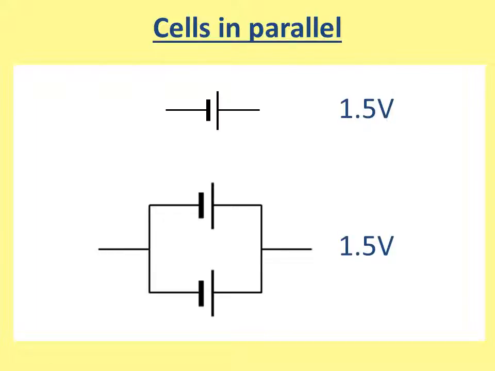We looked in the other video at how cells act in series. So now we're going to look at how cells act in parallel. If we start with a simple cell with 1.5 volts, then if we add them in parallel, we still get 1.5 volts. So the voltage is unchanged.